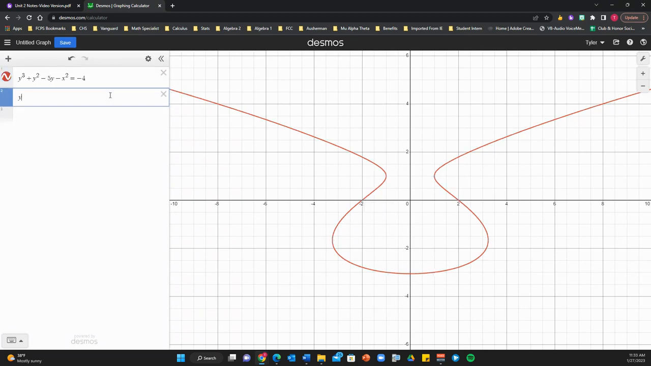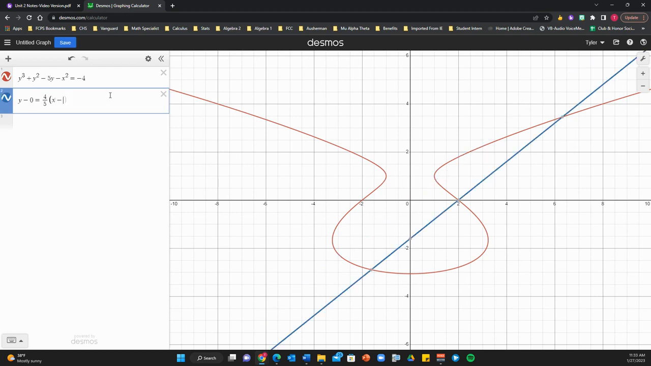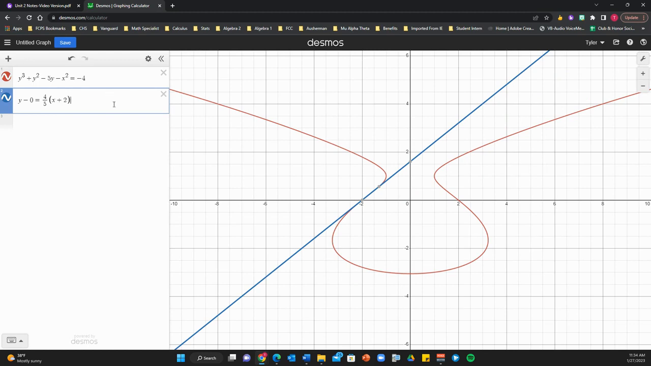So in fact, we could actually create the equation of the tangent line: y minus our y coordinate at the point of tangency equals our slope times the quantity x minus, x plus in this case because of the negative 2. So you can see that is our tangent line at that point.